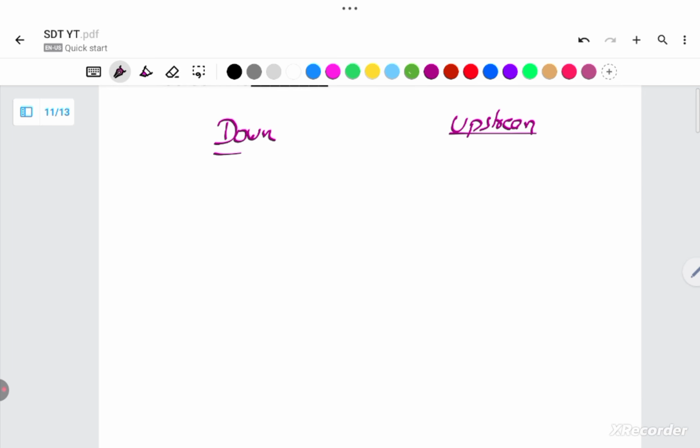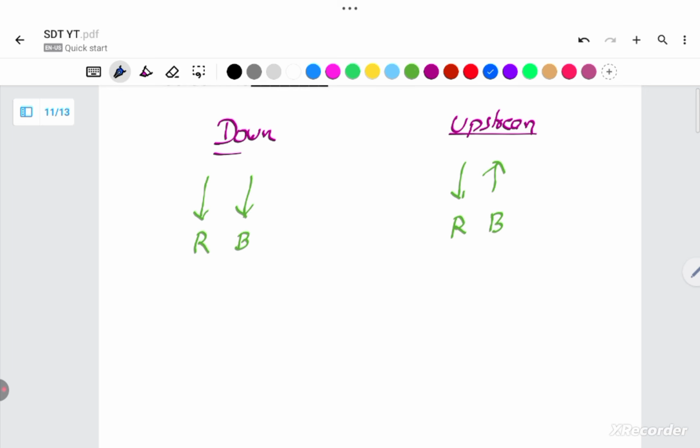In the downstream, for example, the river is moving in this direction; that is the stream or river, which I'll also take as S. If the boat or man is also moving in the same direction, it is called downstream. Whereas in the case of upstream, if the river is moving in this direction, the boat or man will be moving against the direction of the river, and then it is called upstream.